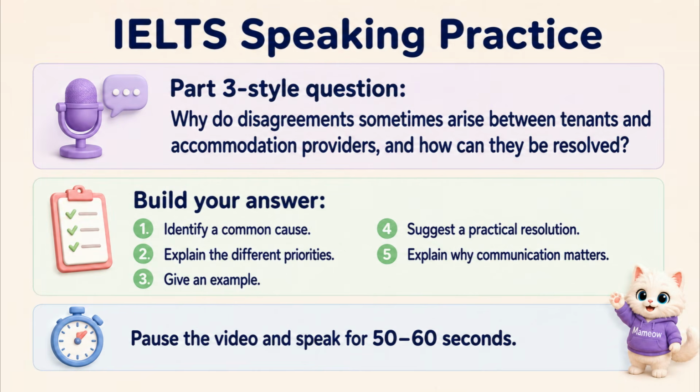Now apply the language to an IELTS Part 3 style question. Why do disagreements sometimes arise between tenants and accommodation providers, and how can they be resolved? Identify one common cause and explain the different priorities involved. Give an example, suggest a practical way to resolve the disagreement and explain why communication matters. Pause the video and speak for approximately 50 to 60 seconds.